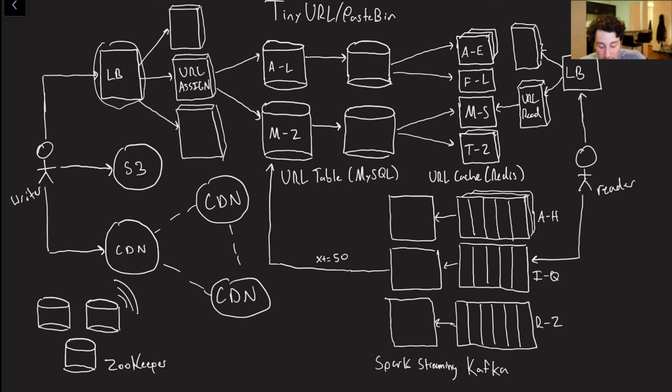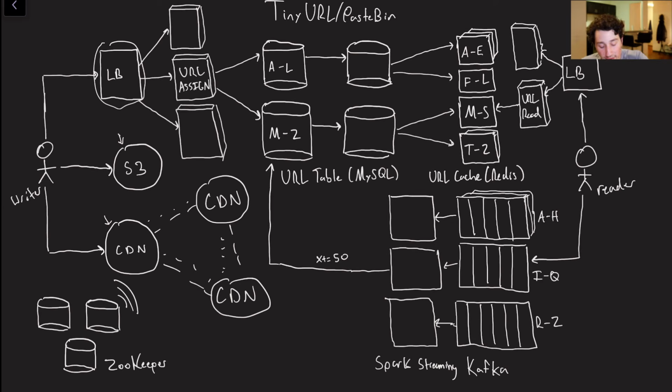But if it is for PasteBin, like I mentioned, you'll probably be hitting S3 over here, and you're also probably going to be hitting your CDN, which will eventually geographically distribute that content as needed. So anyways, we've got a load balancer before we basically horizontally scale out all of our URL assigning servers.